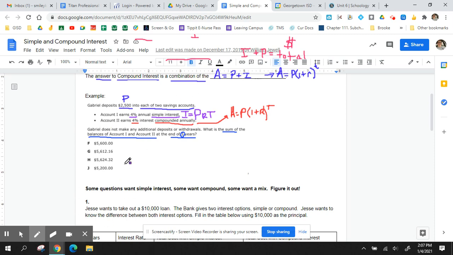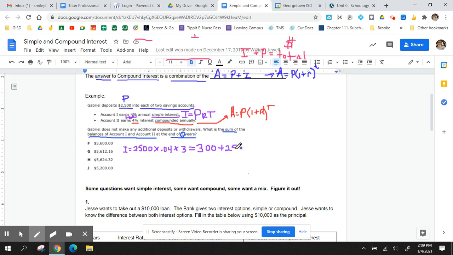So account one, we're going to multiply. I went ahead and wrote it, and it says we're going to multiply our principal, the 2,500, times 0.04. Remember, we take this decimal and scooch it over 1, 2. We get 0.04. Then we multiply it times 3, our years. When I solve it in my calculator or on Desmos, I get 300. What we have to remember is this is the interest, and it wants to know the sum of the balances, meaning the total. So I'm going to add back in what we started with.